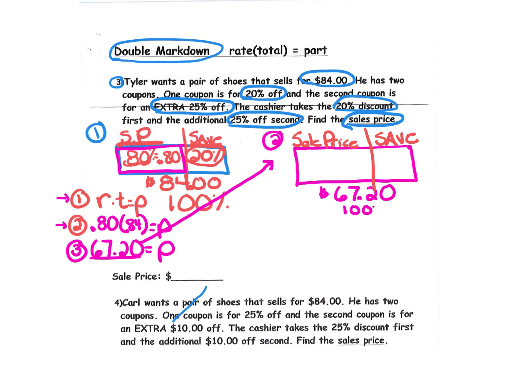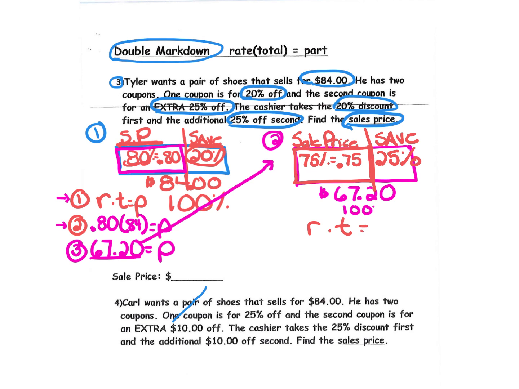Now remember, this is a double markdown. So when we apply the second coupon, we get to save 25%. That means we're going to spend at a rate of 75%, or 0.75. We get to find the new sale price after the second coupon is applied.